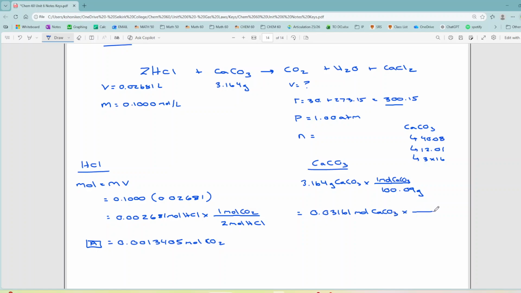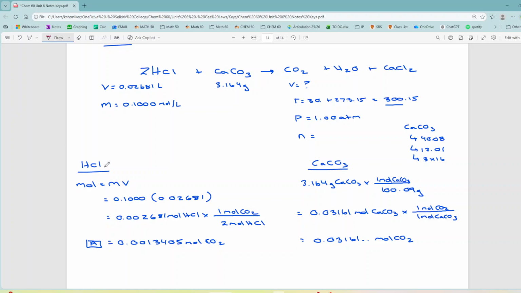And then I'm going to change that into moles of carbon dioxide. And again, I could have done that in one step, but 1 mole of calcium carbonate produces 1 mole of carbon dioxide. So it's a 1-to-1 ratio. So this would produce 0.03161 moles of carbon dioxide. Then I check which one's less. Well, this is way more than this one. So I'm going to say that the hydrochloric acid is my limiter. And so I'm going to use this as my moles of carbon dioxide.